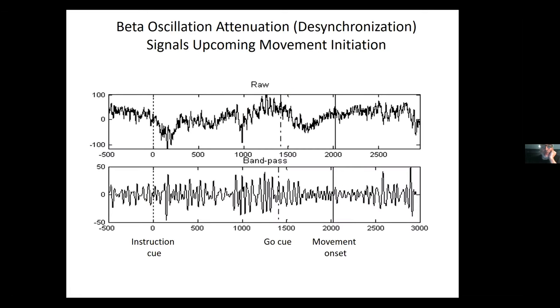So if you look at motor cortex, this is a recording of the local field potential from one electrode using a Utah array during an instructed delay task. So zero is when the instruction cue comes on. This line right here is when the go cue happens, and then the solid line is when the movement begins. And you just take the raw local field potential, you can see these oscillations, the so-called beta oscillations, which can be accentuated if you bandpass filter the signal somewhere between 15 and 40 hertz. And you see these prominent beta oscillations during the preparation to move, which then attenuate after the go cue prior to movement execution.